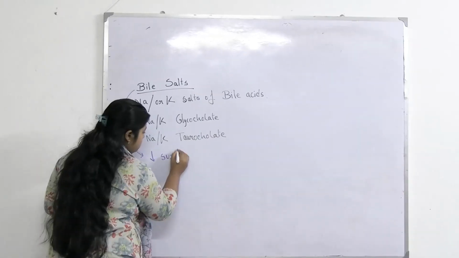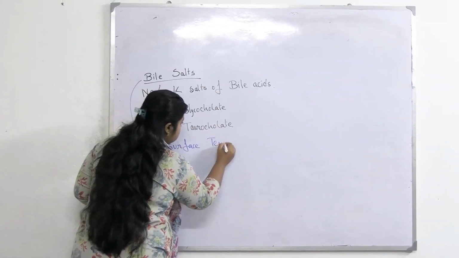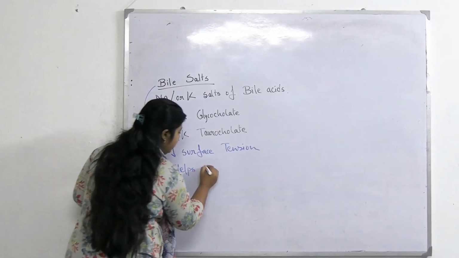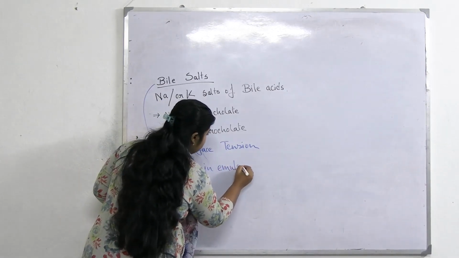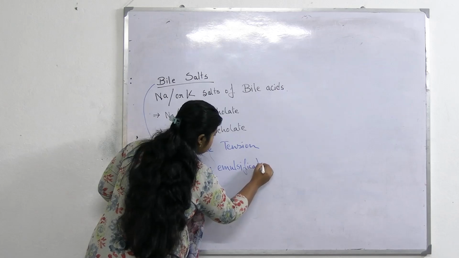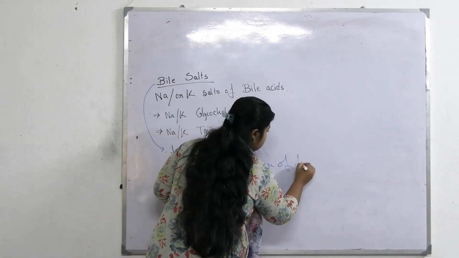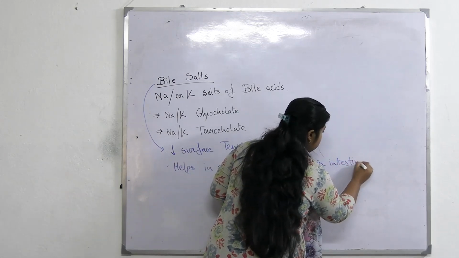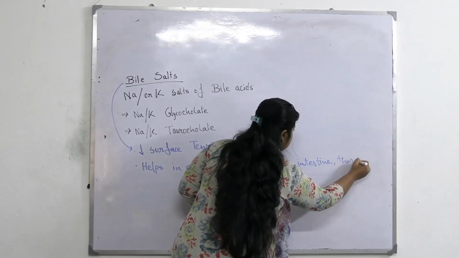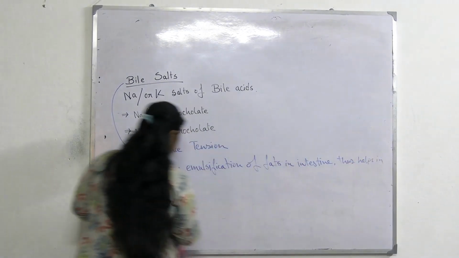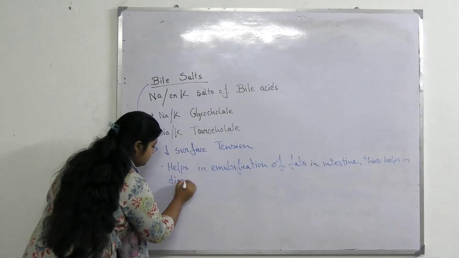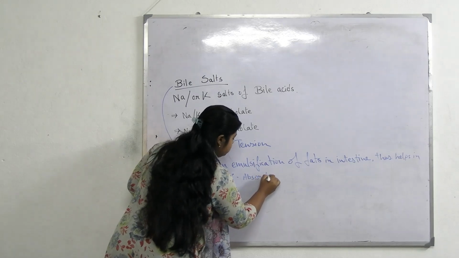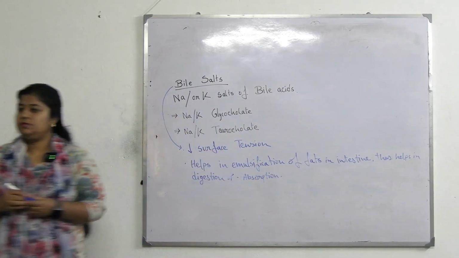Role of bile salts: decreases the surface tension, helps in emulsification of fats in the intestine, thus helps in digestion and absorption. Clear?